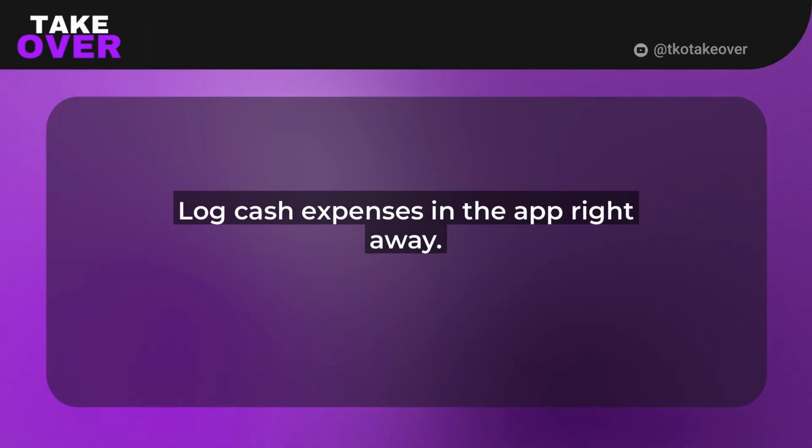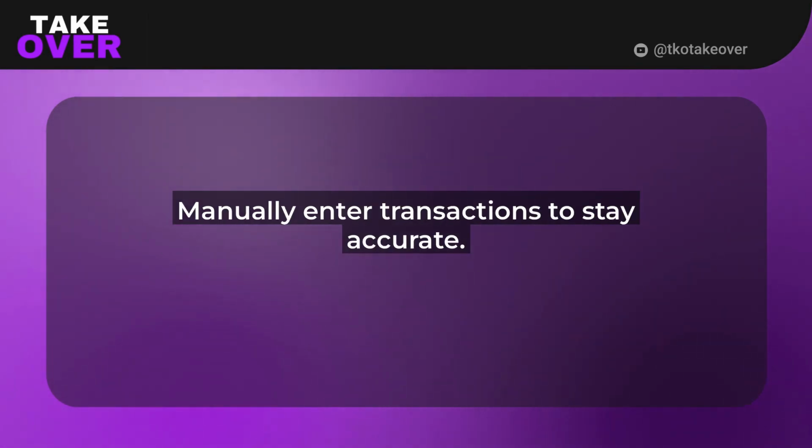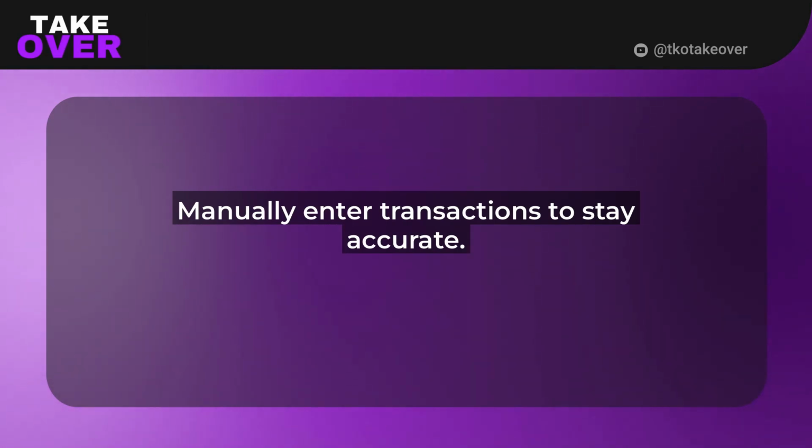Next, as you spend that cash, log each expense right away. Open the YNAB app, select the appropriate category, and enter the amount. This keeps your budget accurate and helps you avoid overspending. If you forget, don't panic. Just add it as soon as you can and adjust accordingly.